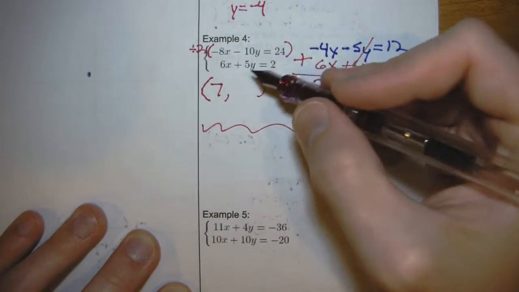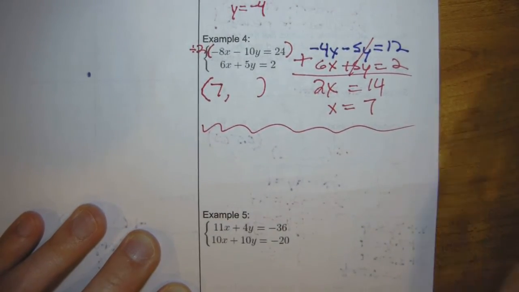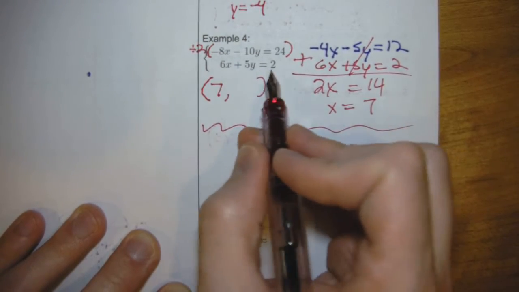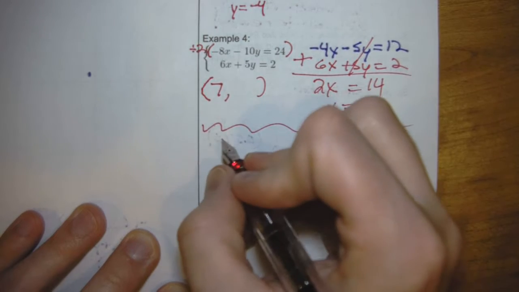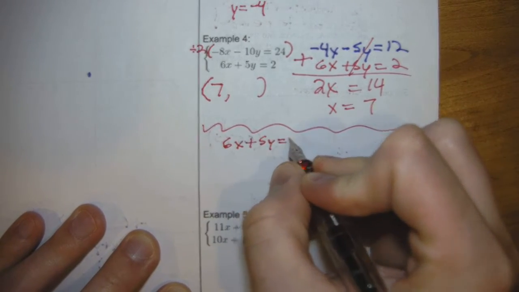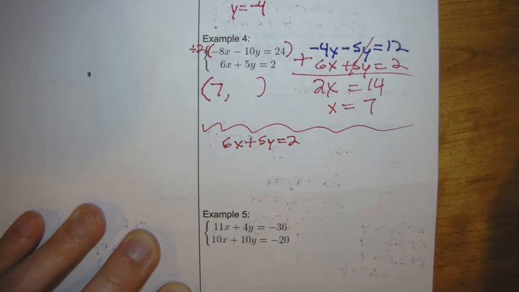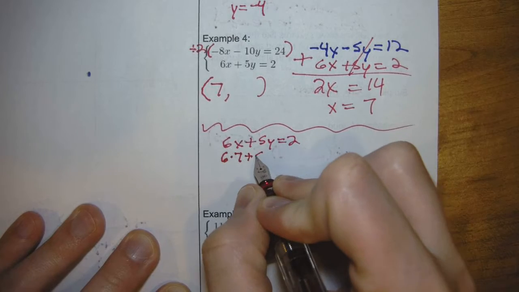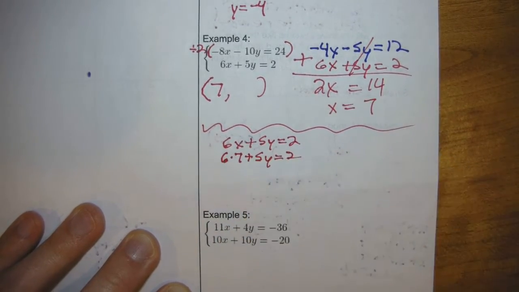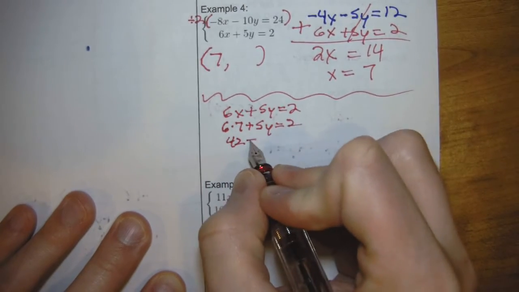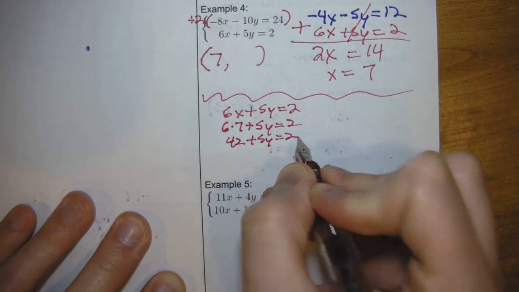Well, let's look. Of our two original equations, I think the bottom one is going to be a little bit easier to deal with. We don't have those negatives to fool with. The numbers are smaller. So let's use it. So 6x plus 5y equals 2. We already know what x is, though. So I'm going to take that x out, put 7 in its place. Now we can rewrite this and find y. All right. Well, 7 times 6 is 42, plus 5y equals 2.